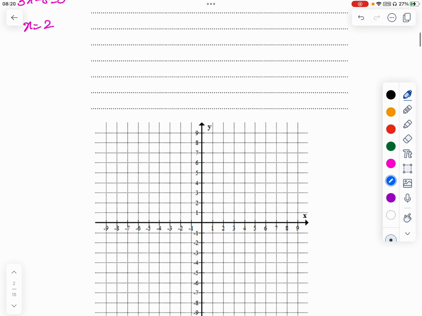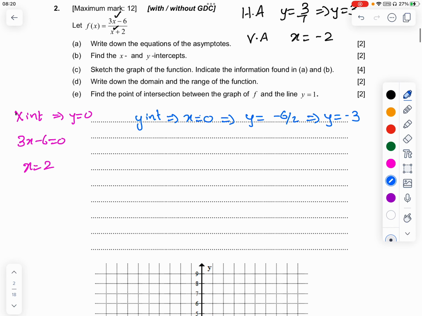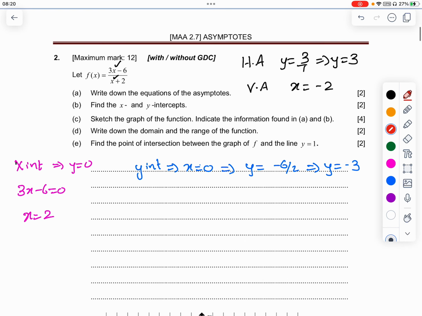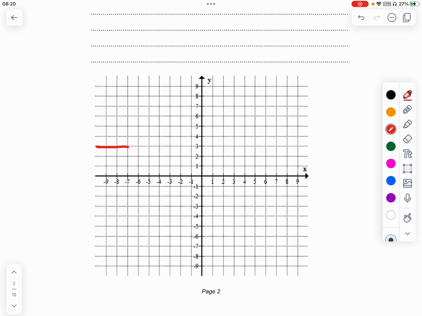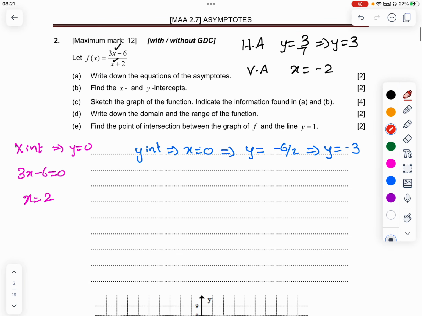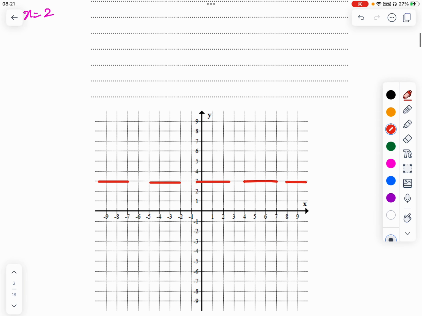Now sketch the graph. Once we know the horizontal and vertical asymptotes, whenever drawing graphs, first draw the asymptotes. The horizontal asymptote is at y equals 3. So draw the asymptotes with dotted lines, and x equals negative 2. So those are the asymptotes. I am drawing the asymptotes at y equals 3 and x equals negative 2.